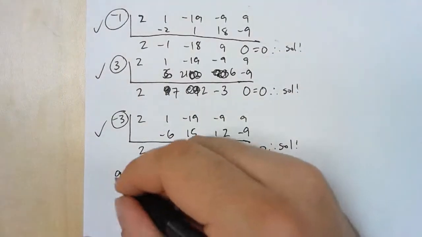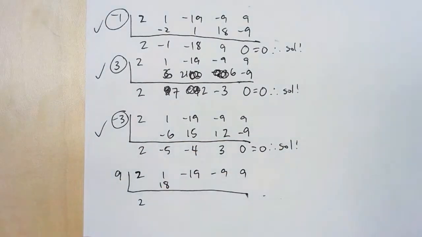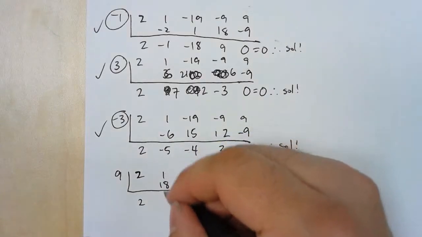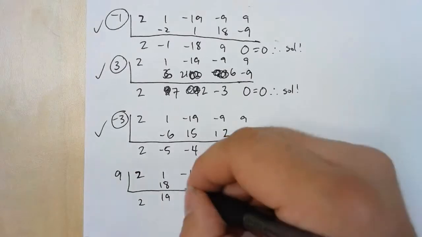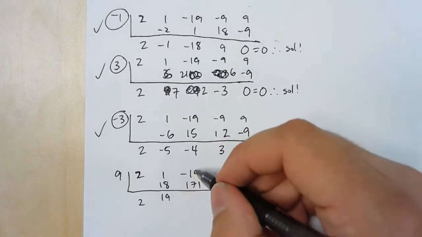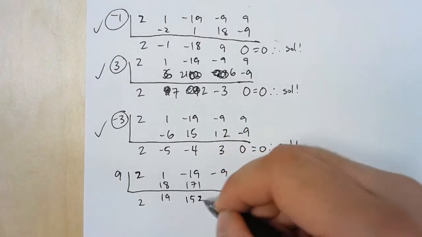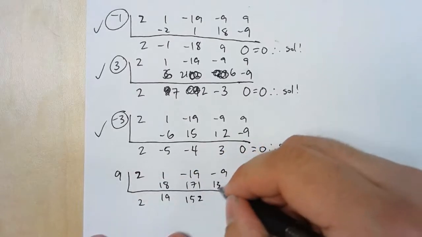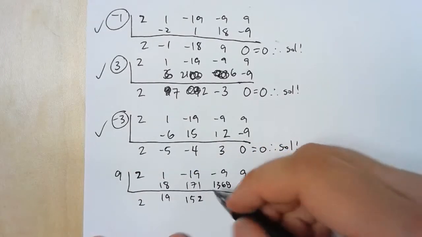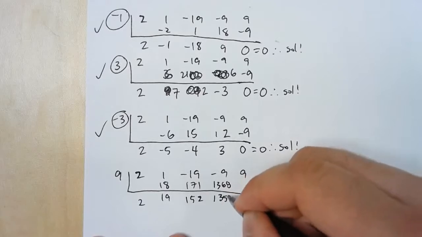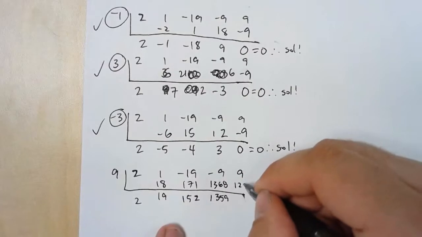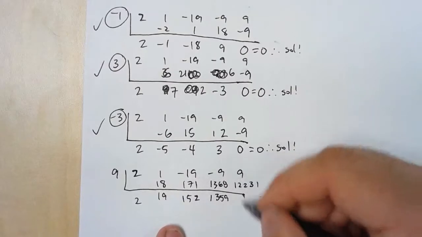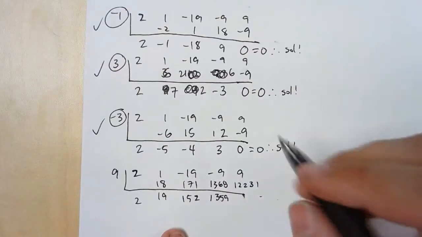Carry the 2 down. 2 times 9 is 18. I have a feeling this one is not going to work, but we're just going to play it through just to see what happens. 1 plus 18 is 19. 9 times 19 is 171. Minus 19 is 152. Times 9 is 1,368. Minus 9 is 1,359. Times 9 is 12,231. Plus 9 is, no, that's not going to work.